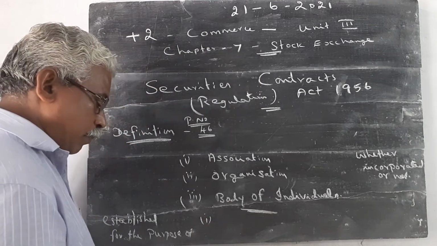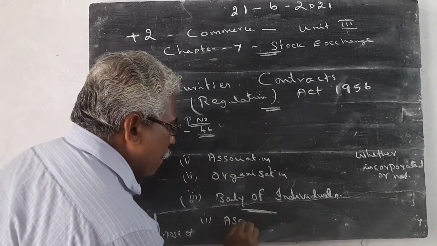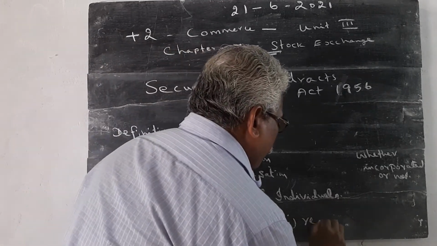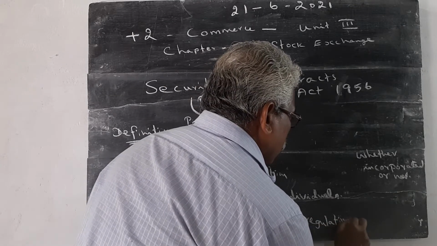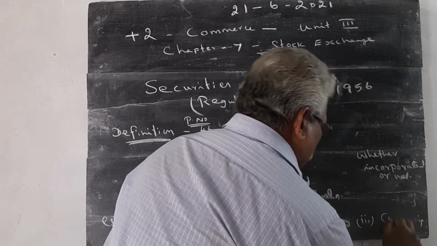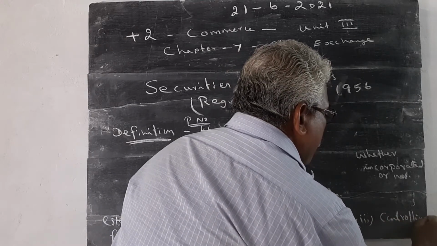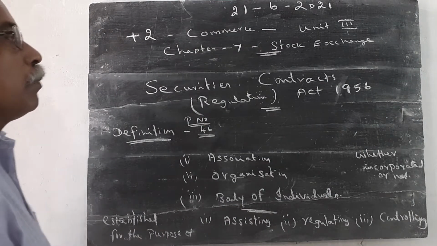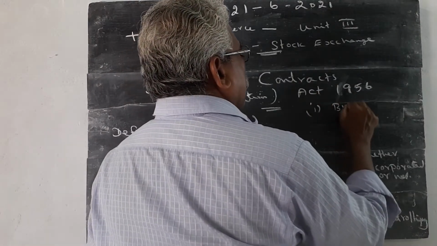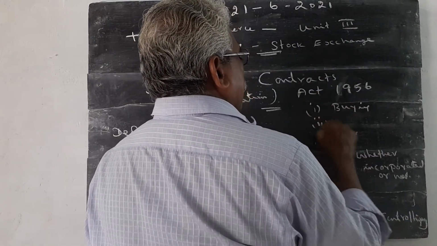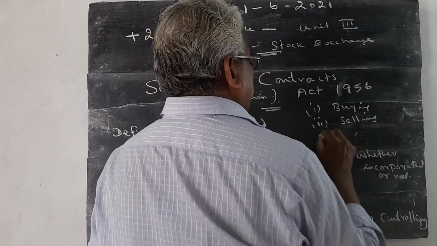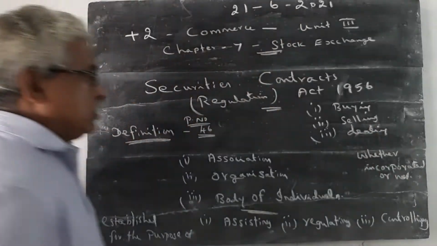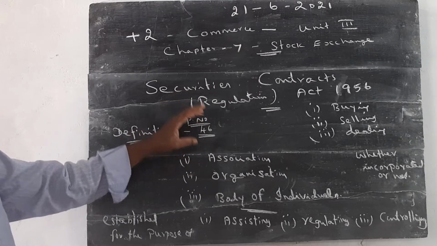Assisting, for the purpose of assisting. Point number 2, regulating. Point number 3, controlling the business of buying, selling, and dealing of securities. It is given on page number 46. Please mark it in the textbook.